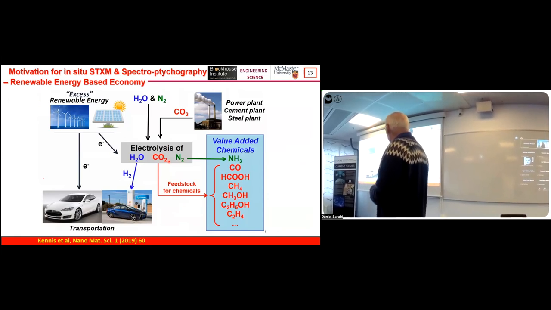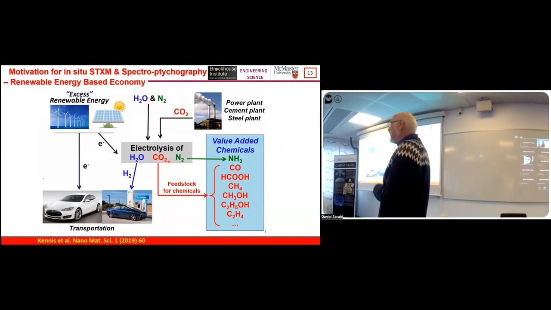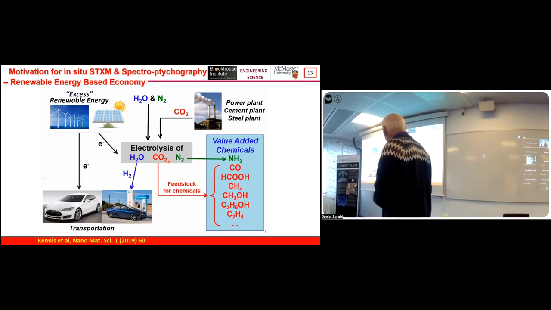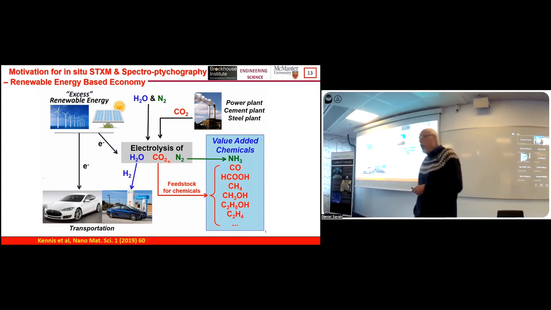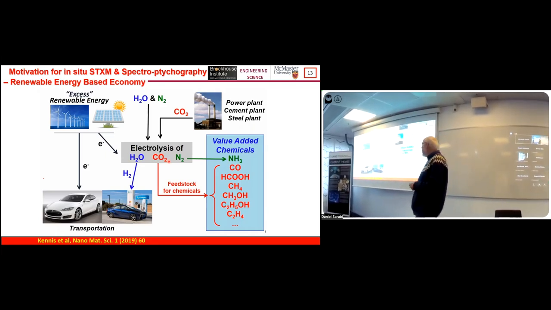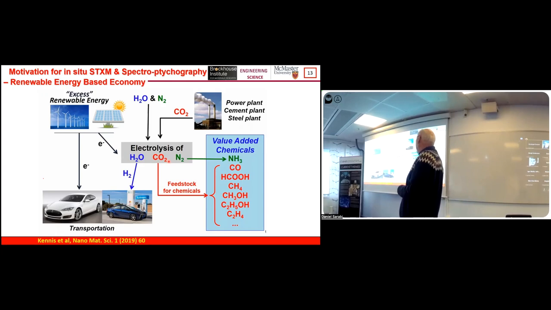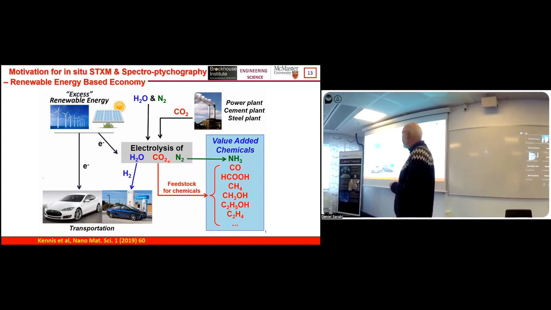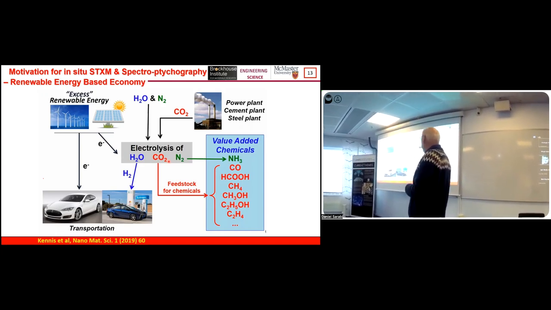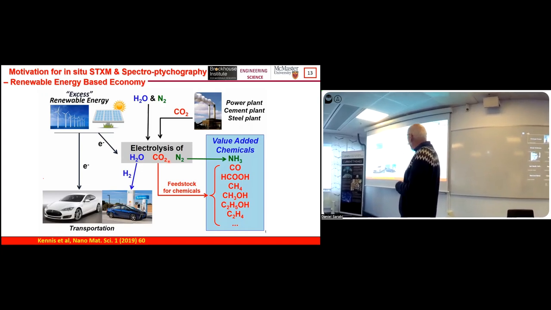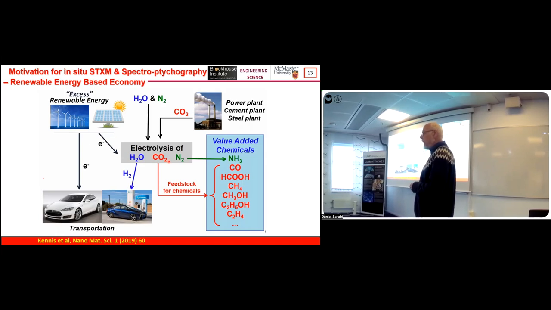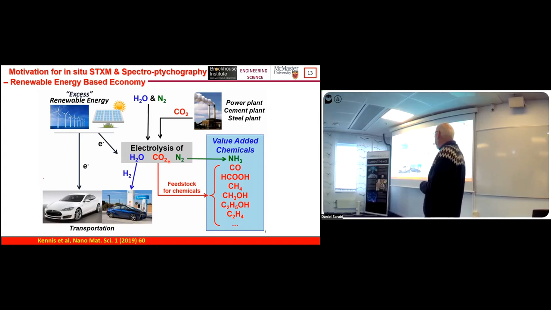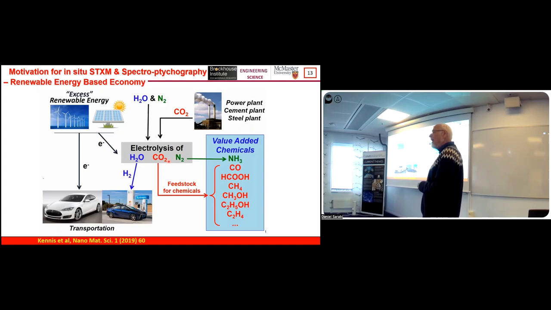So why am I interested, and why do I think other people should be interested in pushing spatial resolution spectral capabilities for material studies? The motivator here really is the idea that if we can improve electrocatalysis for various types of conversions, we are able actually to use so-called excess renewable energy. We know now it's much cheaper right now to generate electricity by solar and wind power. It's not, unfortunately, always at the time you want it.